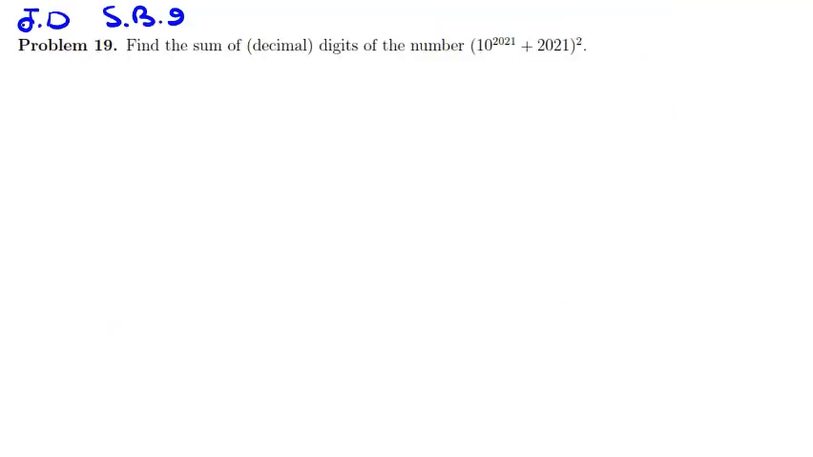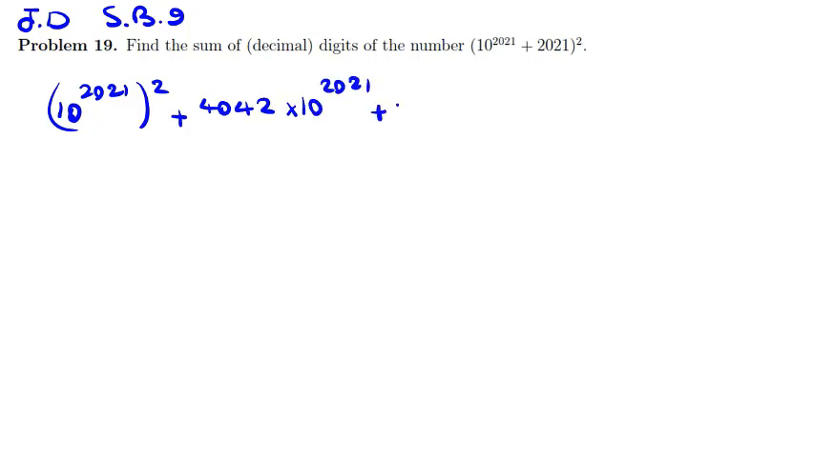Okay, problem number 19, junior part D or senior part B. Problem number 9. Find the sum of decimal digits of the number D. So you say, okay, the first is 10 to the 2021 squared, plus 2 times this, 4042 times 10 to the power of 2021, plus 2021 squared. So if I calculate 2021 squared, let's calculate.